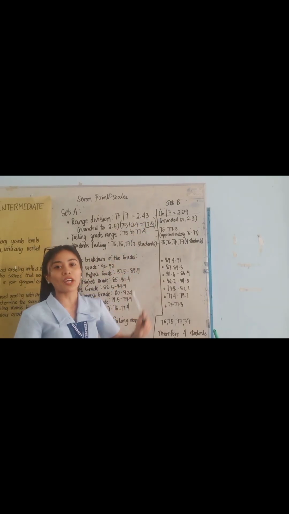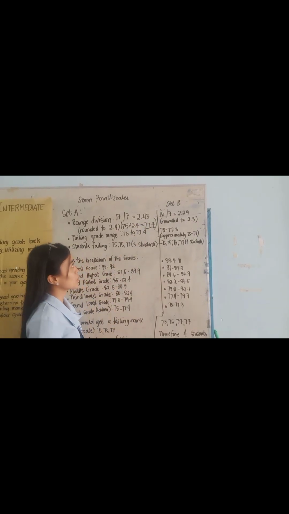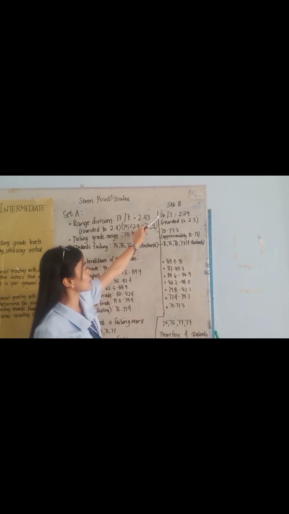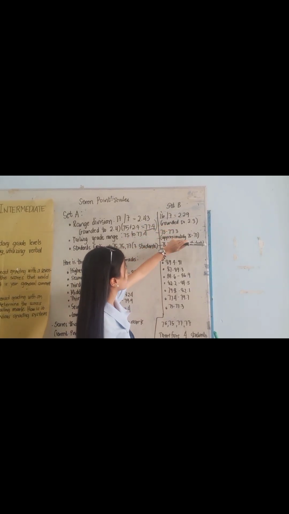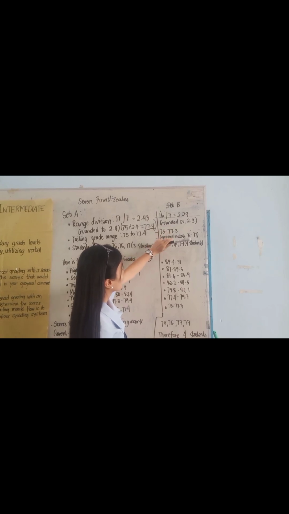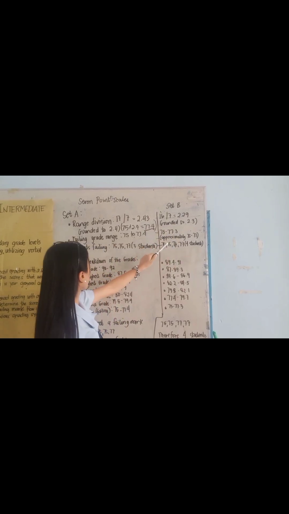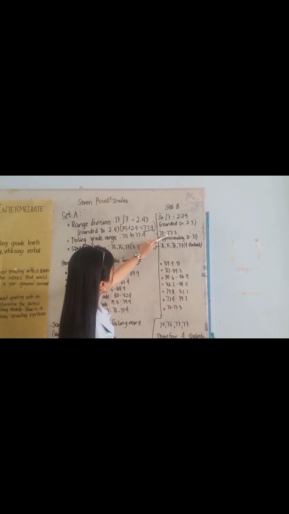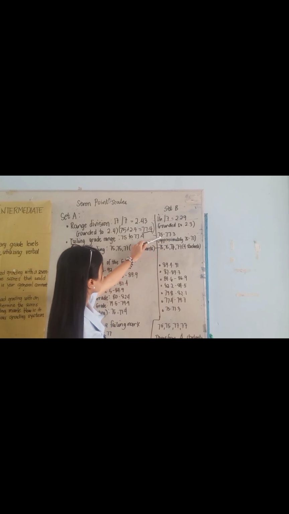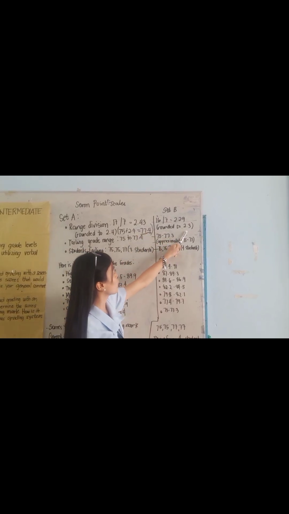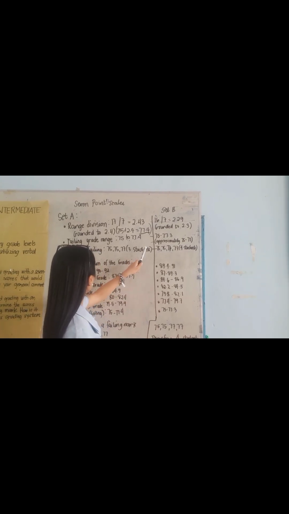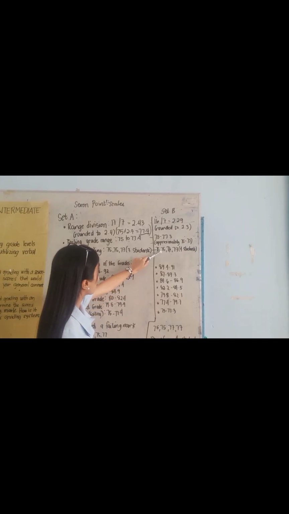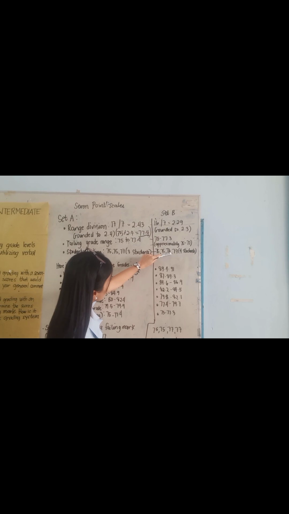So in set B, there are 23 students. The range division is 16. So 16 divided by 7 is equal to 2.29. So we're going to round it to 2.3. So the failing range is 75 to 77.3, since 75 plus 2.3 is equal to 77.3. So therefore, the students failing are 75, 75, 77, and 77. So there are 4 students.